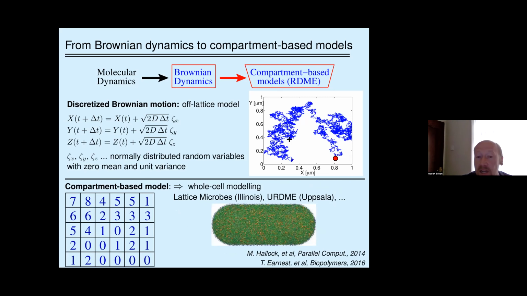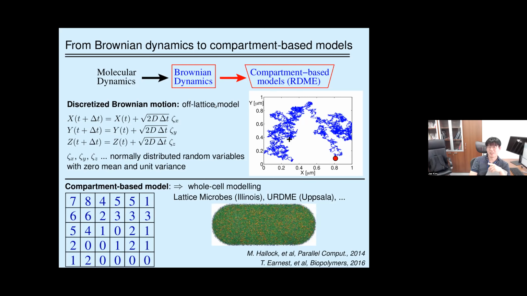I can show here an example from one of these packages. This is from Lattice Microbes, simulating whole cell modeling as early as 2014, 2016. It's a parallel computation, so it has to be on GPUs. So this is a quicker way to stochastically model reaction-diffusion processes.